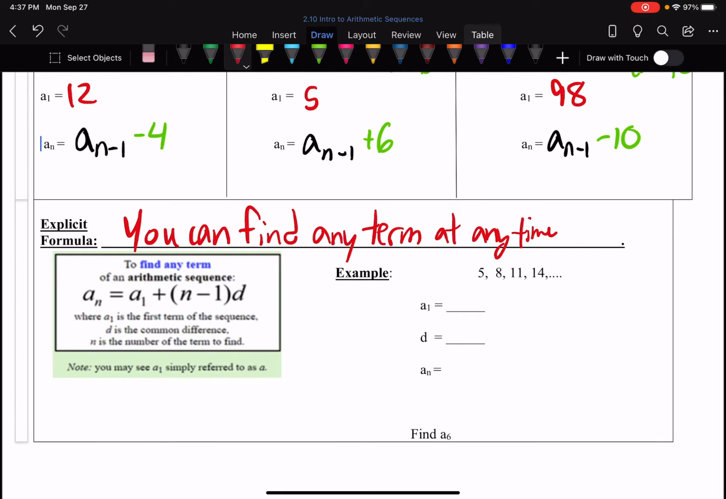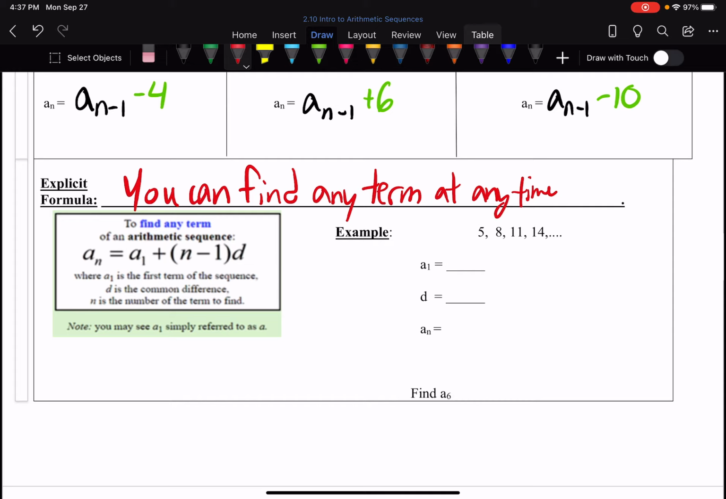In a little easier manner. So to find any term of an arithmetic sequence, we're going to use the explicit formula: a sub n equals a sub 1 plus n minus 1 times d. This is where a sub 1 is equal to the first term of the sequence, d is your common difference, and n is the number of the term that you want to find.